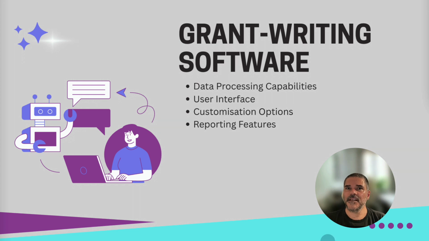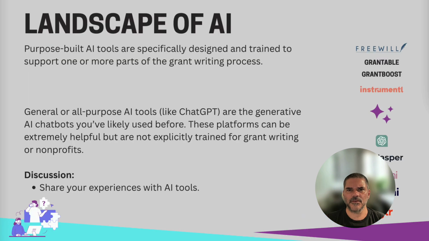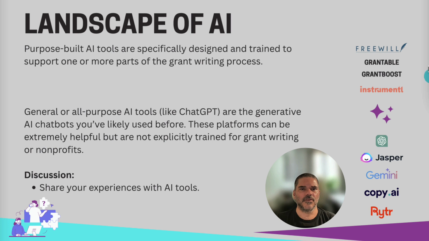There are some specific grant writing software out there, and if I go back here to our list, here are some options. There's Freewill, there's Grantable, there's Grant Boost, and there's Instrumental. And I've tried Grantable. I haven't tried any of the other three, but they are obviously out there and doing their jobs properly, so you are very welcome to give those a try. Let me know what you think. Let me know how it works for you.